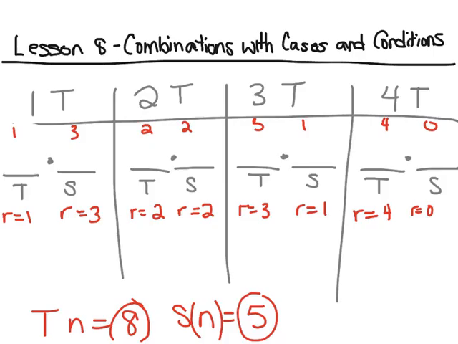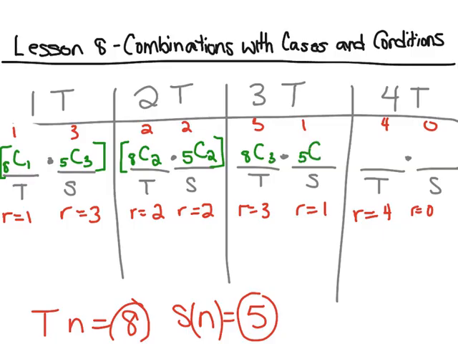So we're going to fill in our formulas for each of these. For this we have 8 teachers choosing 1, and 5 students choosing 3. So that is our first section. For this one we have 8 teachers choosing 2, 5 students choosing 2. Then 8 teachers choosing 3, 5 students choosing 1. And the last one, we have 8 teachers choosing 4 and 5 students choosing none.